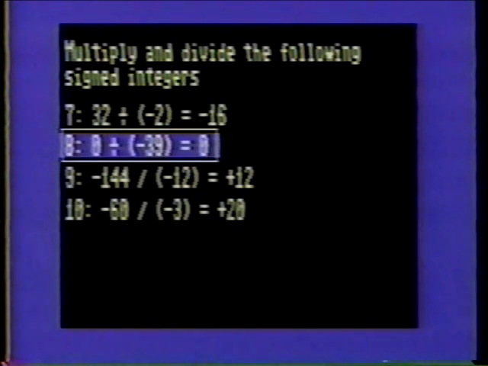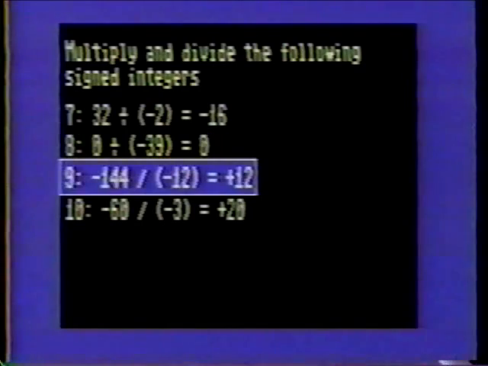Number 8. Although it is not possible to divide by 0, it is possible to divide 0 by another number. 0 divided by negative 39 is 0. When 0 is the final result, sign changes can be disregarded since 0 is neither positive nor negative.